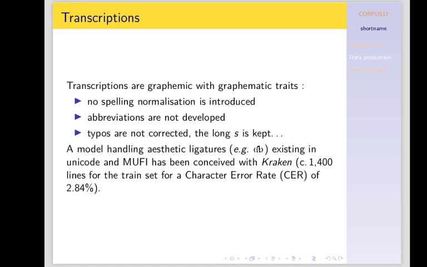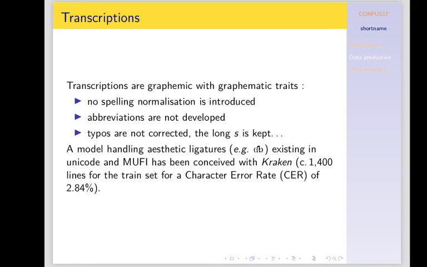So when you have all these texts, the thing that you need to do is to transcribe them. How do you transcribe these data? We have decided to go for graphemic with some graphematic traits. First thing, no spelling normalization is introduced while transcribing. Second thing, abbreviations are not developed. And the third thing is that typos are not corrected and the long S is kept.